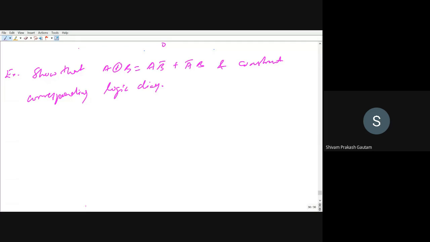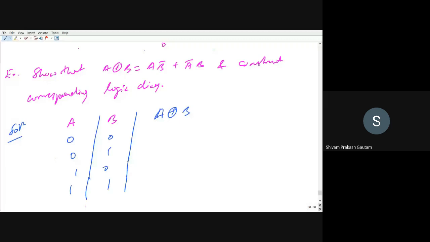So we know A and B are our inputs, and this is A XOR B. So this will be 0 0, 0 1, 1 0, 1 1. So its value will be 0 1 1 0. This is the truth table of XOR, right? What you have to prove?